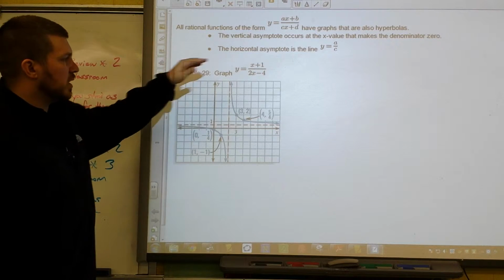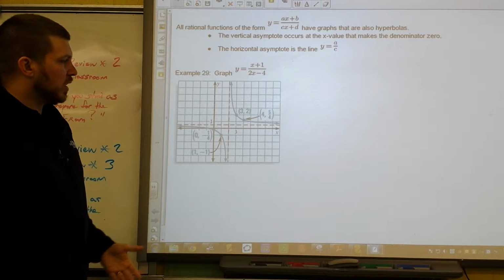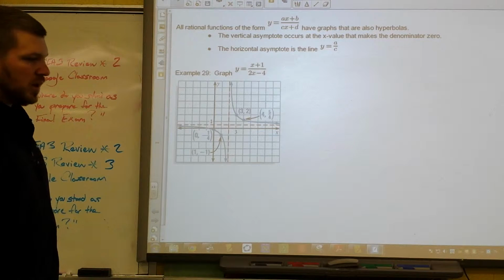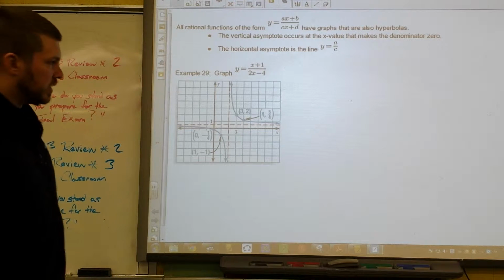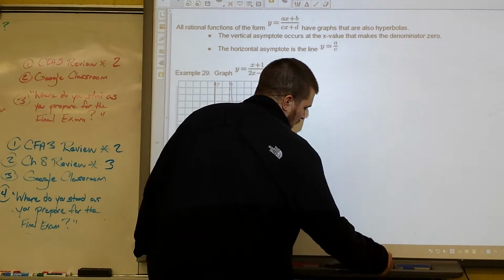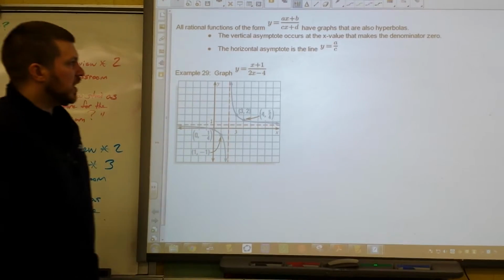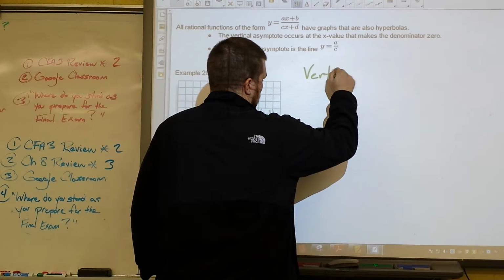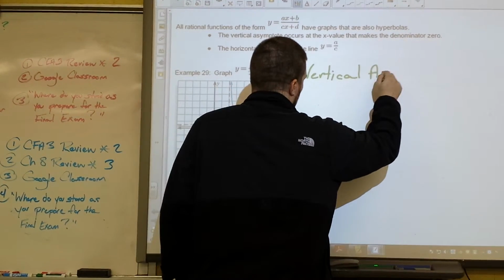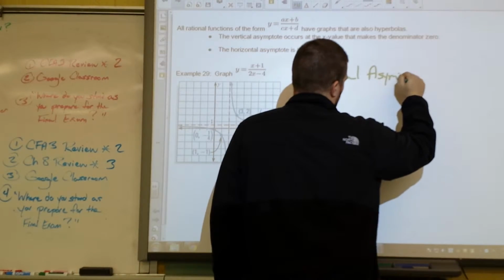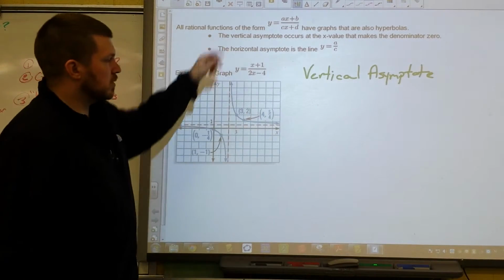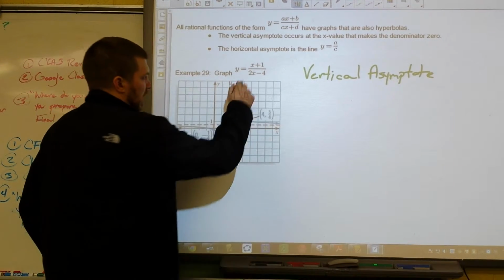So in example 29, I already have this graph, but what I want to do is figure out the equations for the lines of my asymptotes. Then we'll talk about domain and range again, just for a little bit extra. All right, let's first find the vertical asymptote. The vertical asymptote, based on our rule, is the x value that makes the denominator 0.